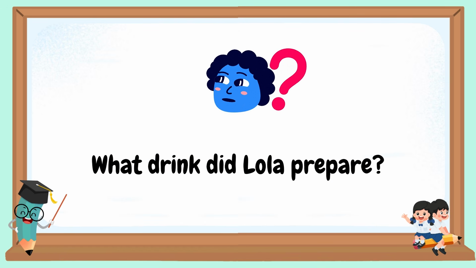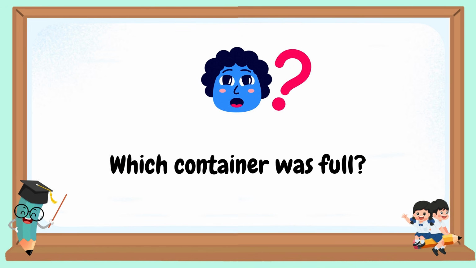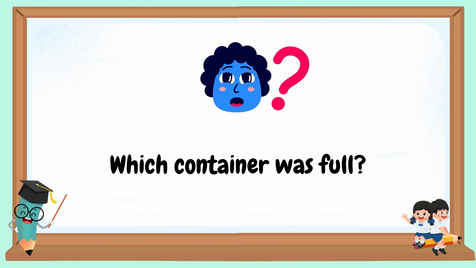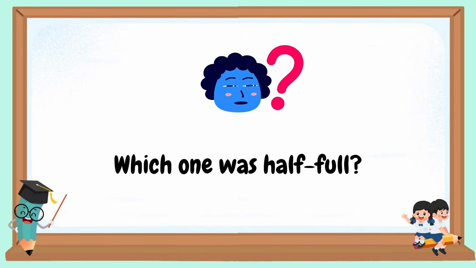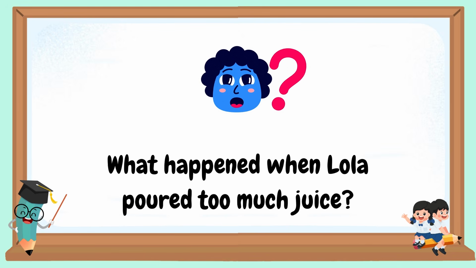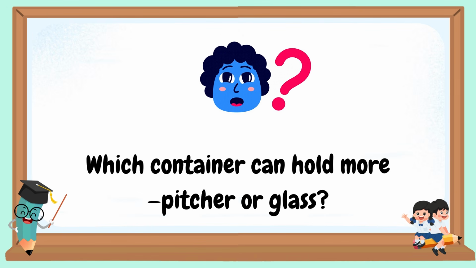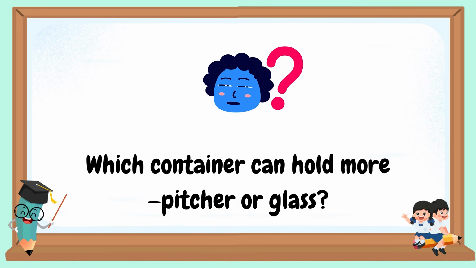What drink did Lola prepare? Which container was full? Which one was half full? What happened when Lola poured too much juice? Which container can hold more, pitcher or glass?